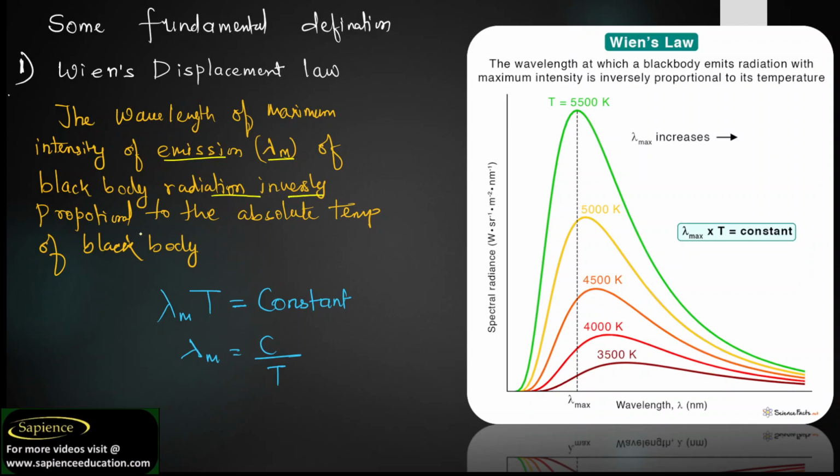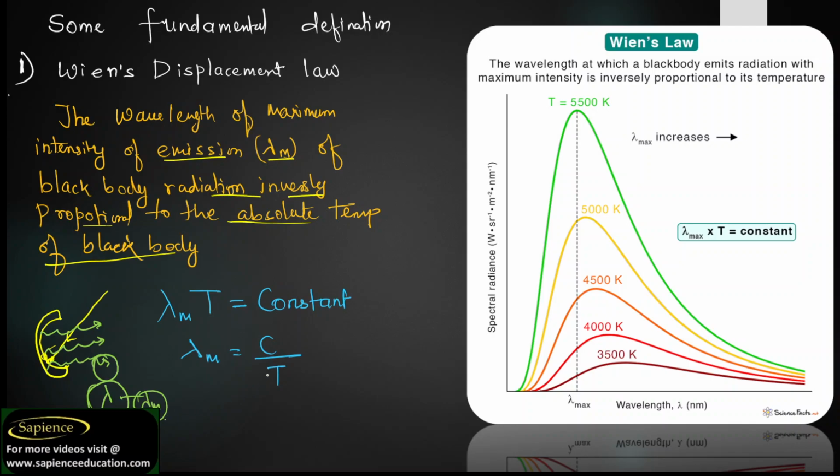body radiation is inversely proportional to the absolute temperature of the black body. Let us consider this is a black body, and as soon as light is incident, the black body will absorb the light, and not only light but also heat. After absorption it will start radiating heat, which has some wavelength, and this wavelength is called lambda m.